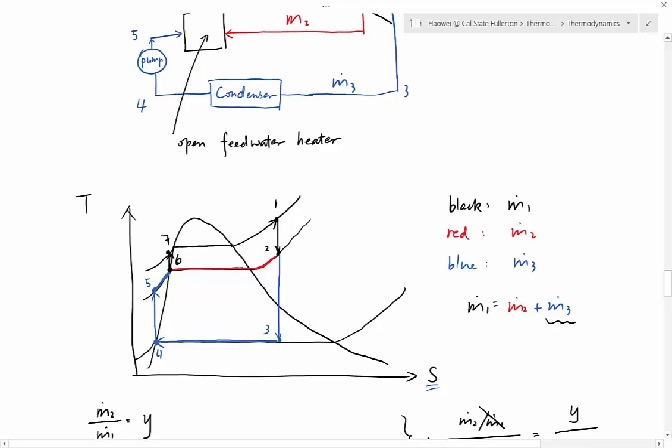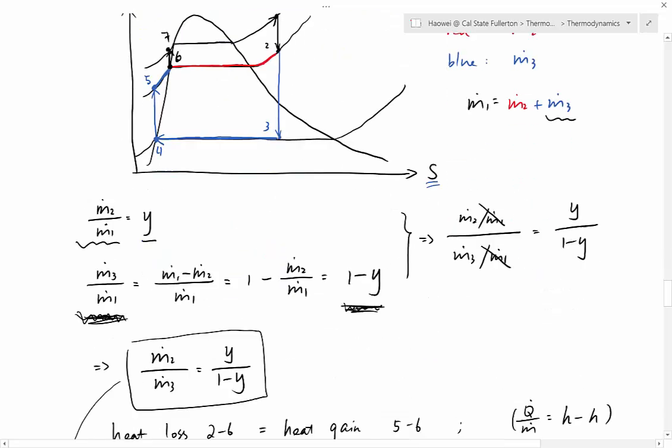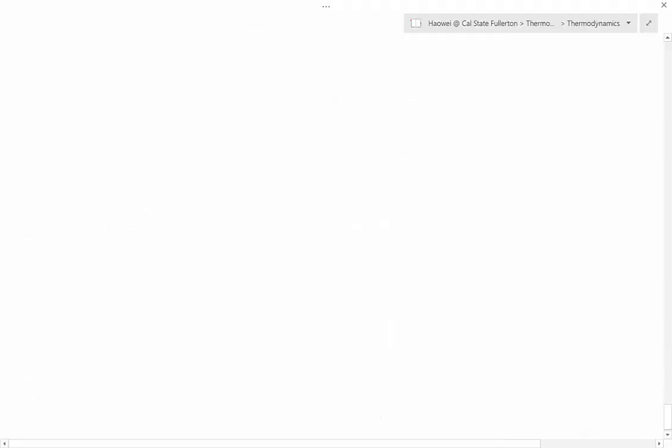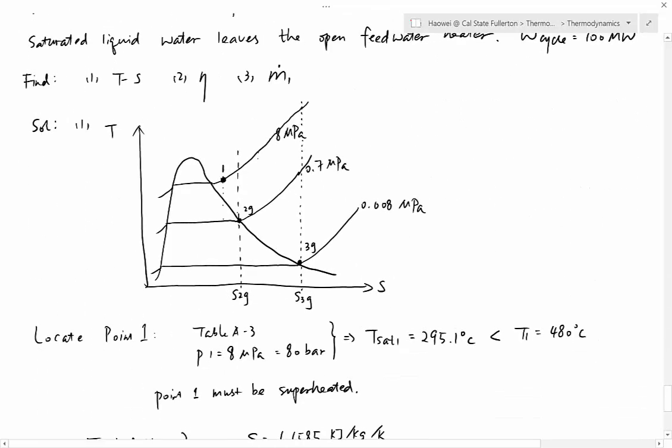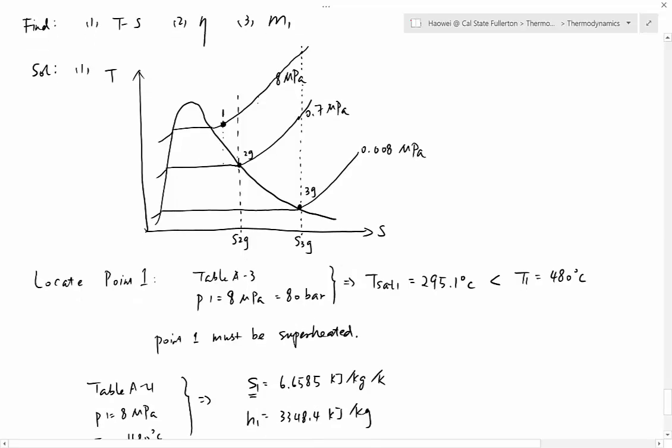And after you reach number 2, you separate them. You separate the water vapor into two streams. The first one is 2 to 6, the second one is 2 to 3. Okay, so let's do this. 1 to 2, go straight down and use color black because the mass flow rate is m dot 1.